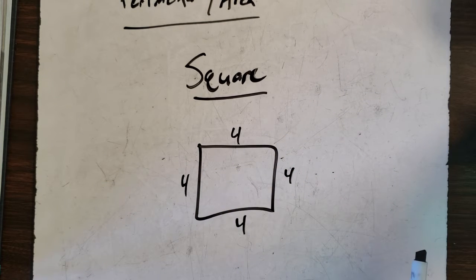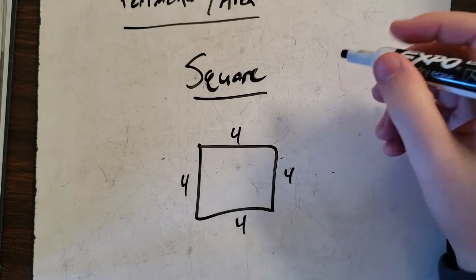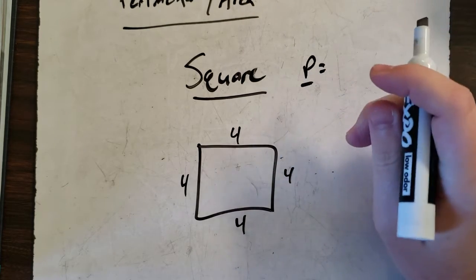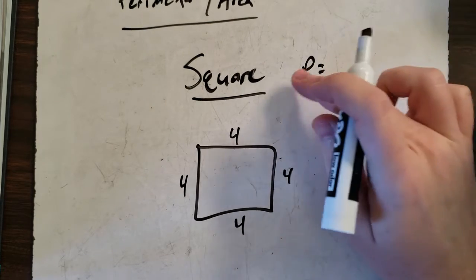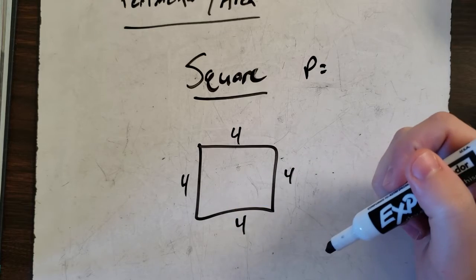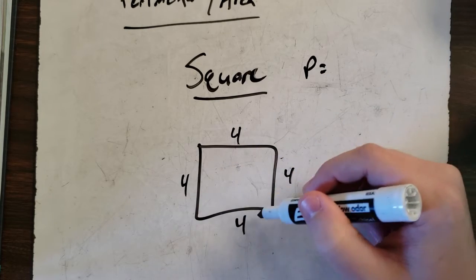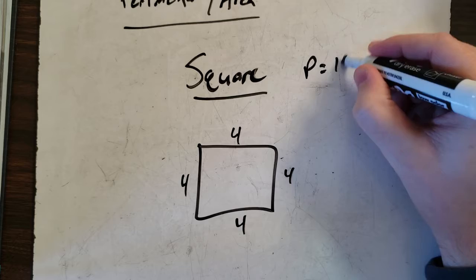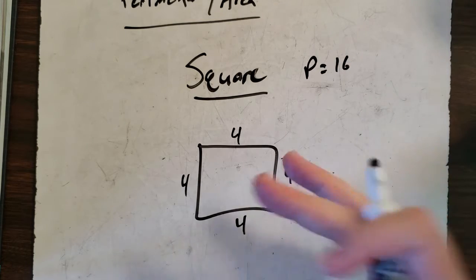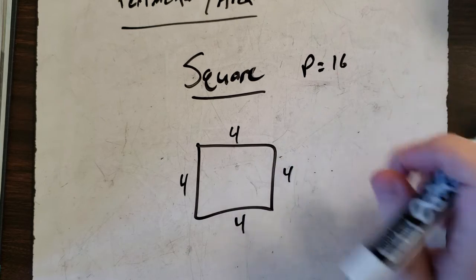So to find the perimeter, we add the sides. So P, I'll use for my perimeter. So we add up all the sides. Well, if we have 4 here, and 4 here, and 4 here, and 4 here, we add them all up, 4 plus 4 plus 4 plus 4, and that equals 16. The other way you could do it is 4 times 4, which is 16.